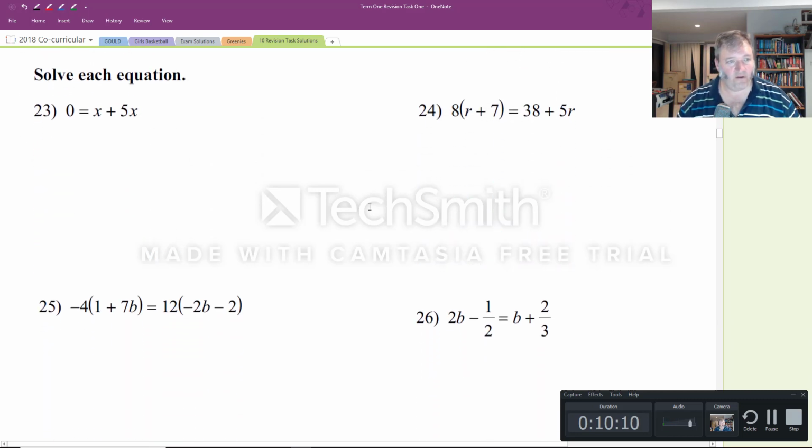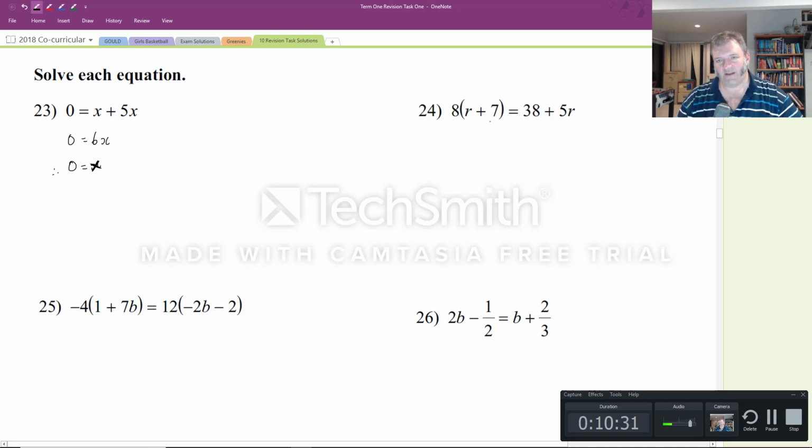Question 22. 0 equals x plus 5x. You can probably already see it, but on the right-hand side I have 6x's. So 0 equals 6x. Dividing by 6, well, 0 divided by 6 is still 0. So x equals 0. And that's pretty messy, but hopefully you can make sense of what I did there.